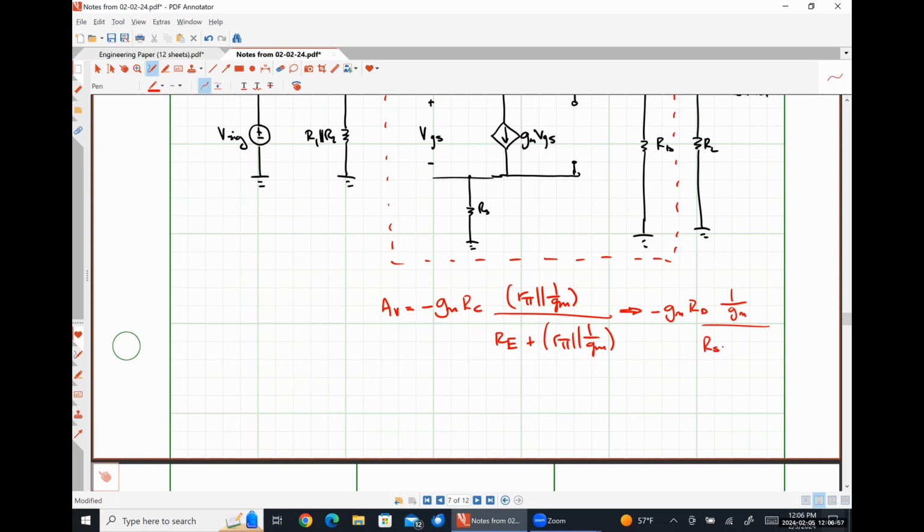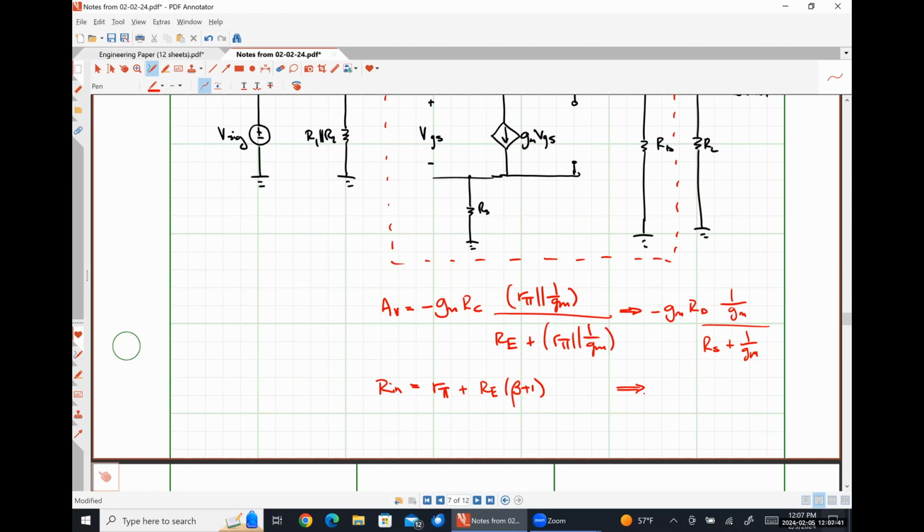This is going to look like RS plus 1 over gm. There's our voltage gain of that part there in the middle. Our input resistance with the early effect neglected was rπ plus RE times beta plus 1.